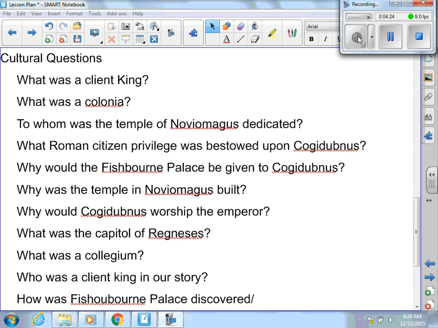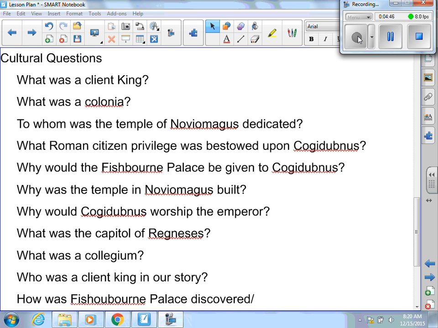Cultural question. What was a client king? Basically, it was one of the British kings that was allowed to rule as an extension or on behalf of a more powerful ruler, in this case the Roman rule. What was a colonia? That was a place set up for Roman soldiers in Britain. It was a town with farm allotments. They were allowed to become farmers and retire.